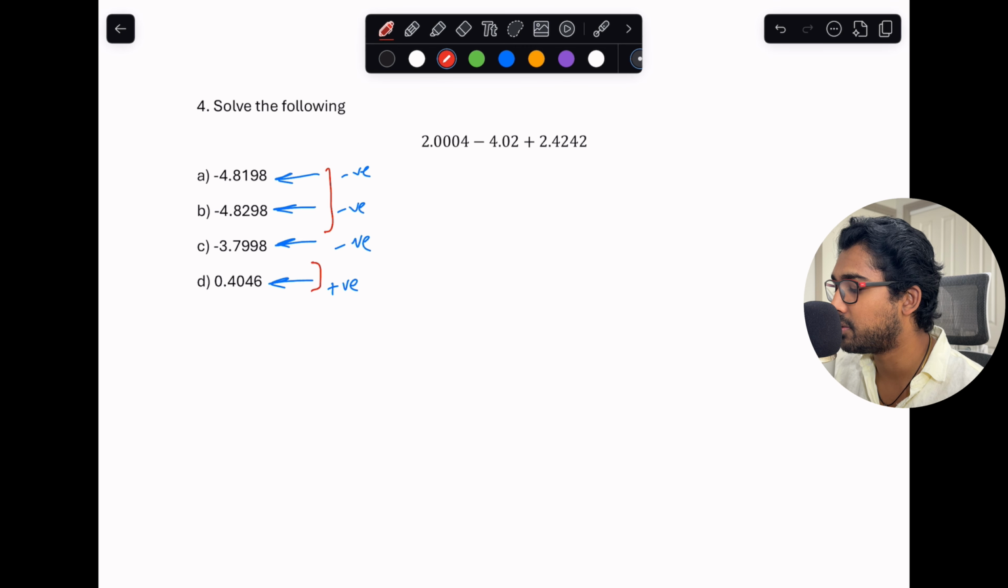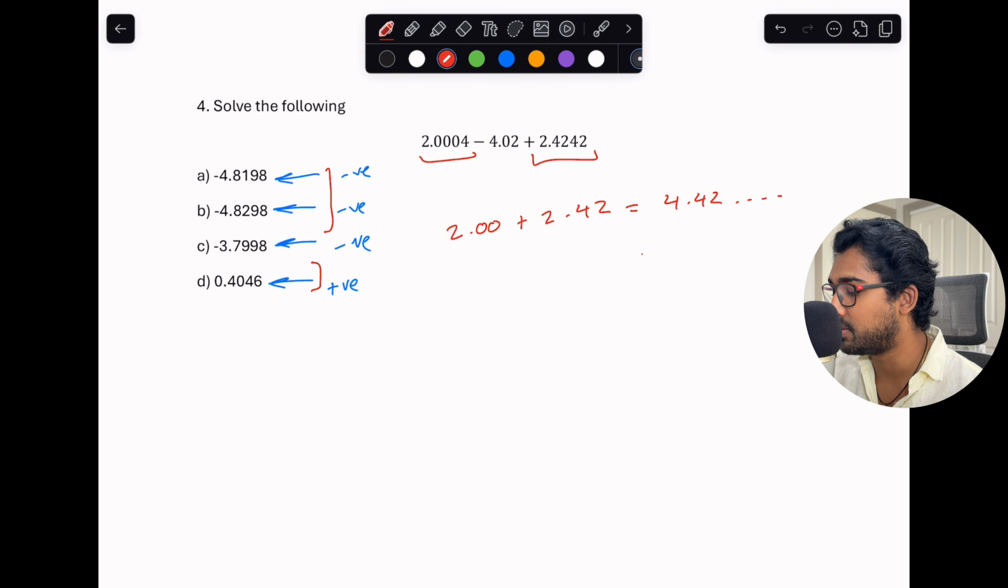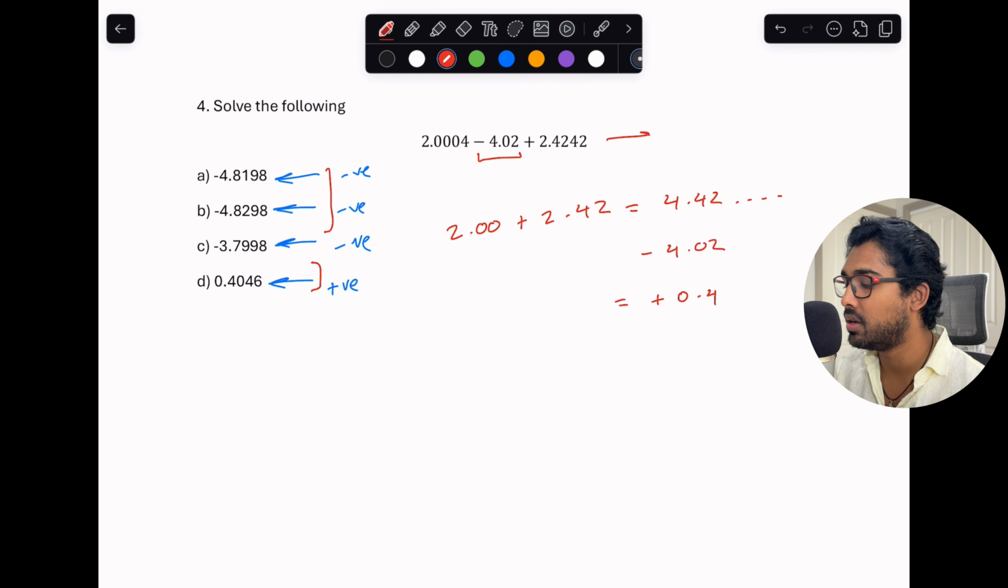So let's take a look at the question itself. What are we doing? Well, it's just a series of additions and subtractions. So if I take 2.00 whatever it was, added with 2.42, I end up getting 4.42 something, right? Then what am I doing? Well, I'm subtracting 4.02 from this. So I always end up getting a positive 0.4, or in other words, because this positive number that I end up with is bigger than this negative number, this will always be some positive value.